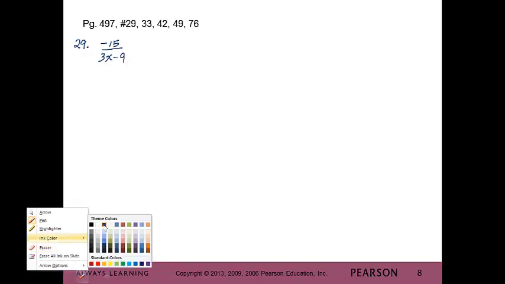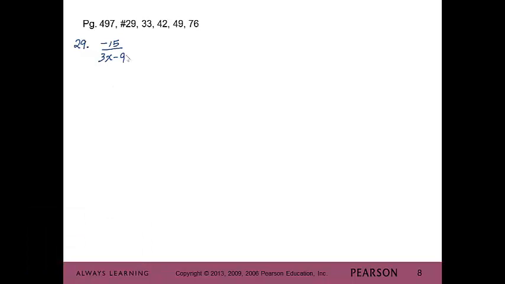And we're simplifying, so the first thing we want to do is factor the numerator and the denominator. The numerator is just a number, so we're going to leave it alone as negative 15. And the denominator, we're going to factor out the GCF, which is 3. So remember, you write 3, and then you open up your parentheses, and you have x minus 3 left over on the inside.